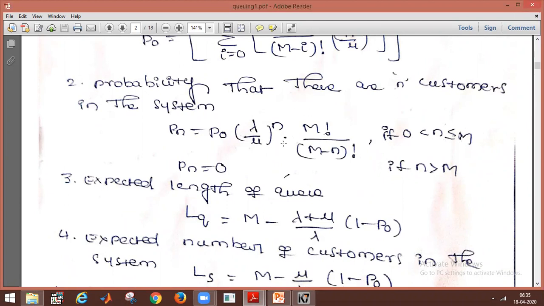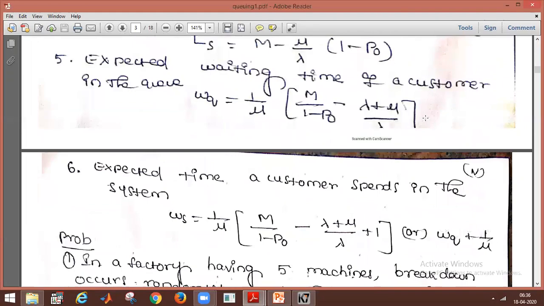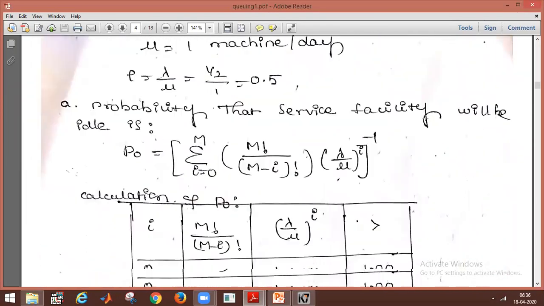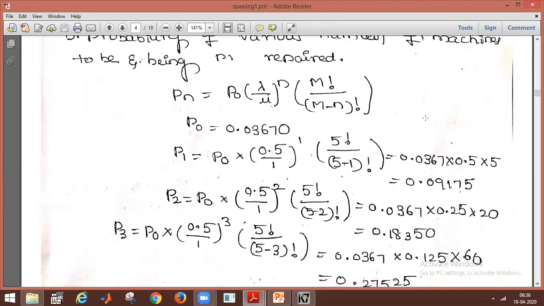We have to use the formula P naught into (lambda by mu) whole power n into m factorial by (m minus n) factorial. Here we have to use the formula like this. Here m is 5 and n ranges from 0 to m. The condition will be satisfied, so we have to use this formula.